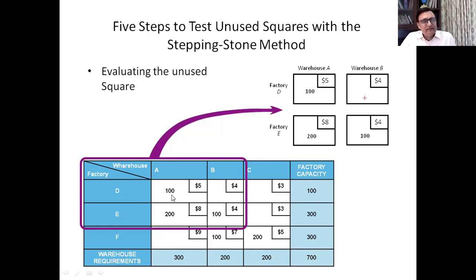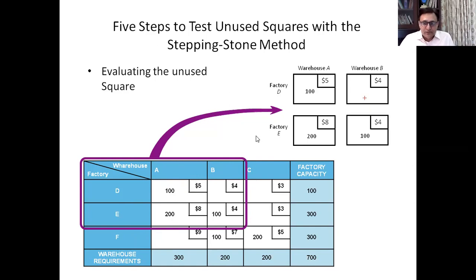For example, D to A we have 100 units. Similarly, E to A, we have 200 units. E to B, we have 100 units. And similarly, F to B, we have 100 units, and F to C, we have 100 units. In this way, a primary allocation has been made by using one of the three methodologies. Now we have to test the optimality by using the stepping stone method.